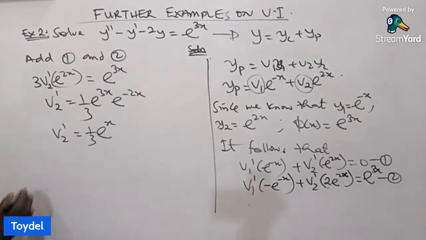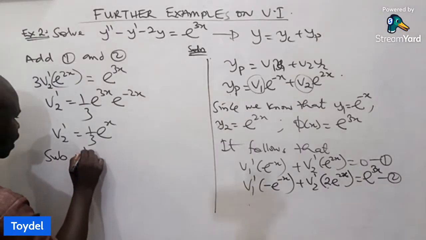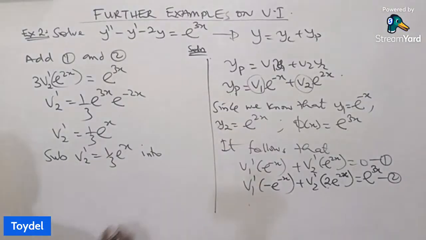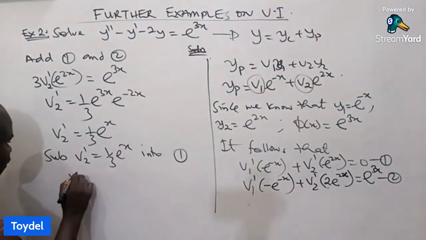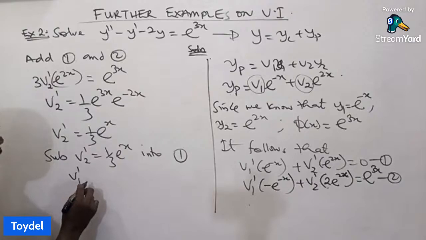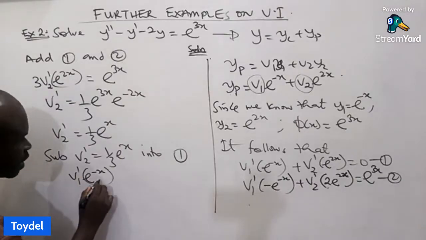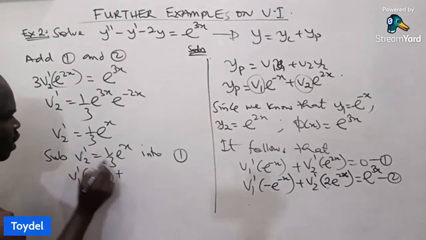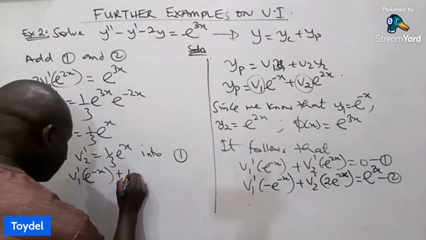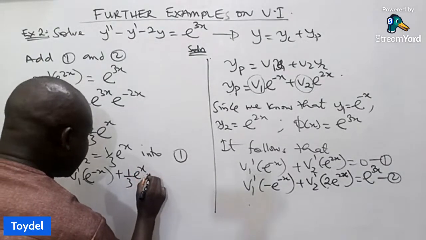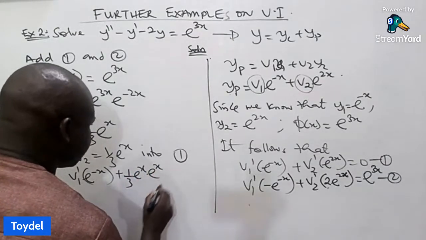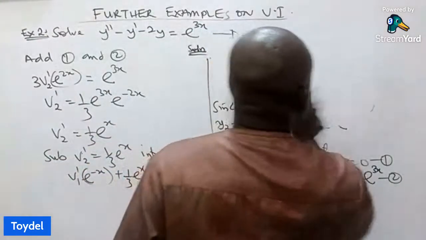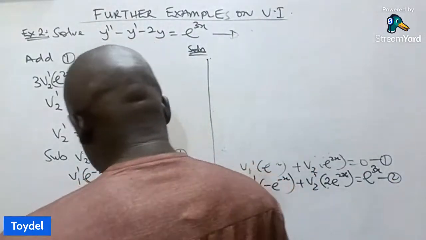Since we have got the value of v2 prime, which is equal to 1 over 3 e to the x, we can substitute it into equation 1. What is equation 1? v1 prime e to the minus x, plus, instead of v2 prime, 1 over 3 e to the x multiplied by e to the 2x, is equal to 0. If you do that correctly, there will be some cancellation.